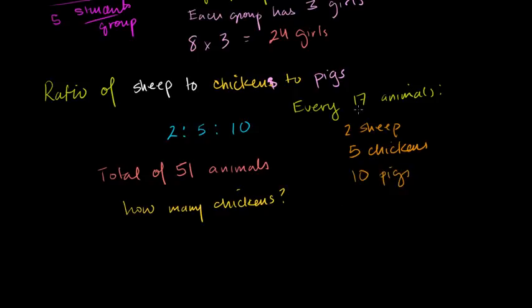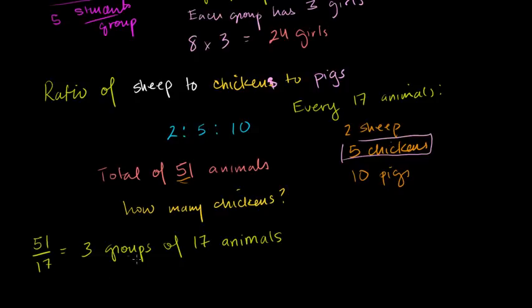Now, how many groups of 17 animals do I have? I have a total of 51 animals. So if there's 17 animals per group, 51 animals divided by 17 animals per group, I have 3 groups of 17 animals. Now, I want to know how many chickens. Every group has 5 chickens, and I have 3 groups. So I'm going to have 3 times 5 chickens, which is equal to 15 chickens. Not too bad.